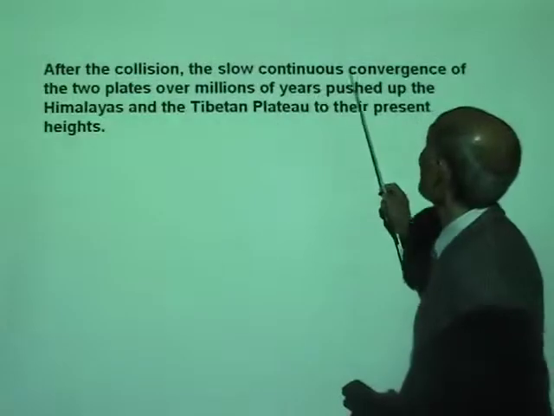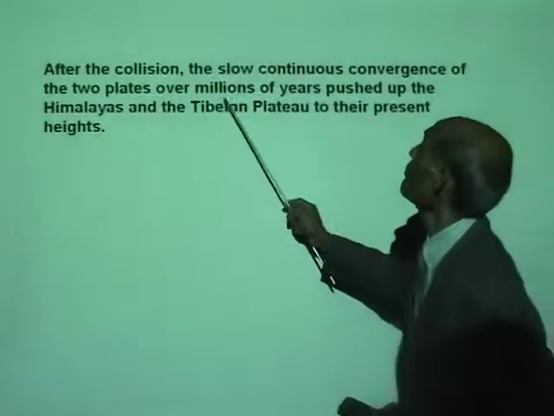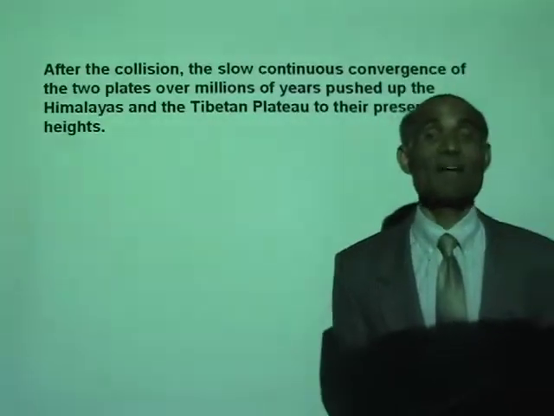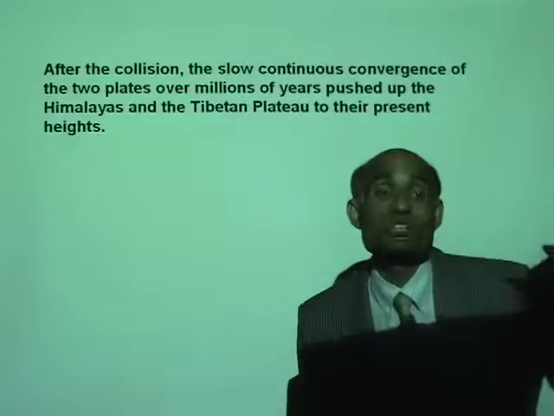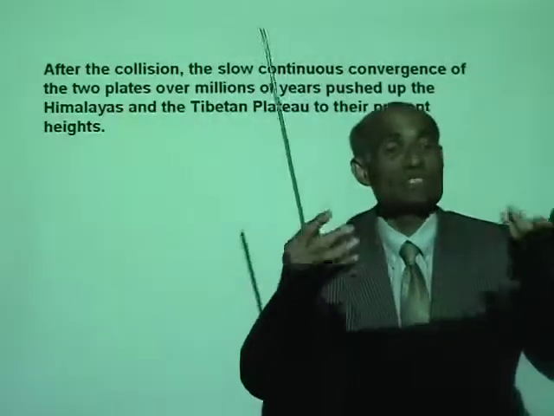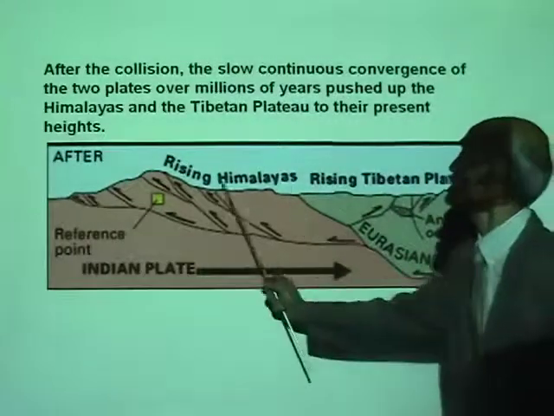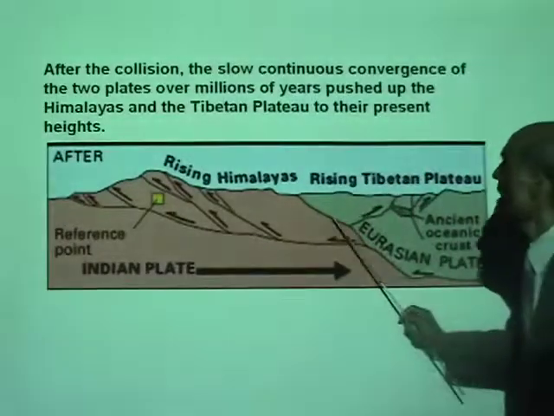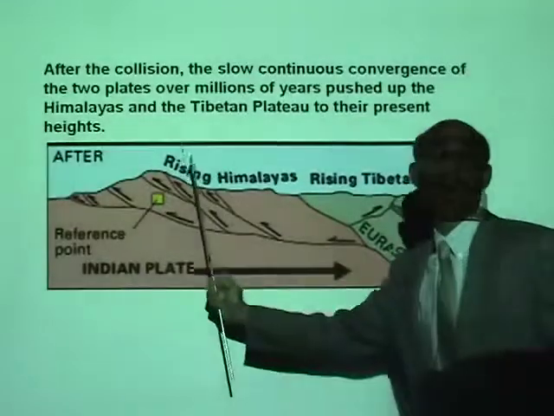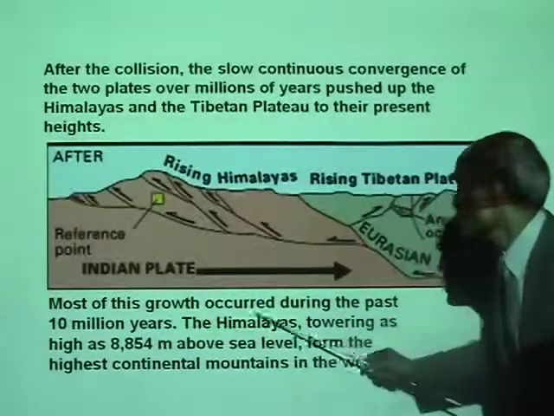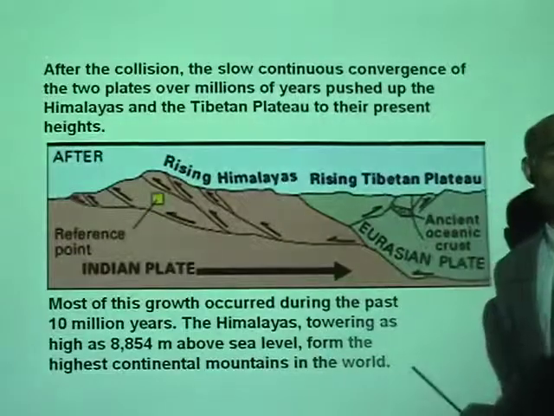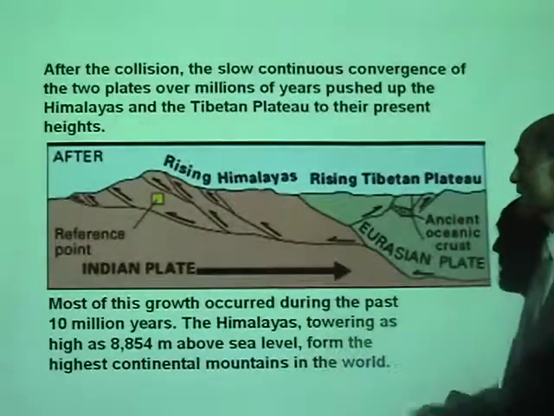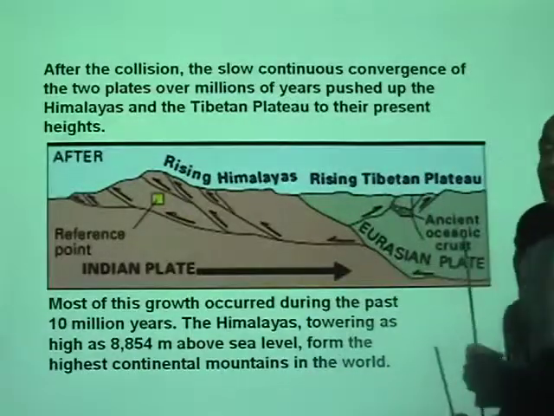After the collision, the slow, continuous convergence of the two plates over millions of years pushed up the Himalayas and the Tibetan plateau to their present heights. And that's a magnificent sight. And the Himalayas are still growing because the convergence of the plates is still continuing. Most of this growth occurred during the past 10 million years. The Himalayas, towering as high as 8,854 meters above sea level, form the highest continental mountains in the world.